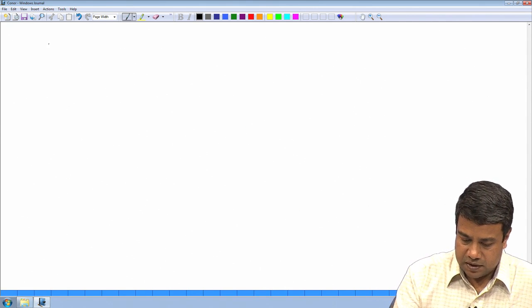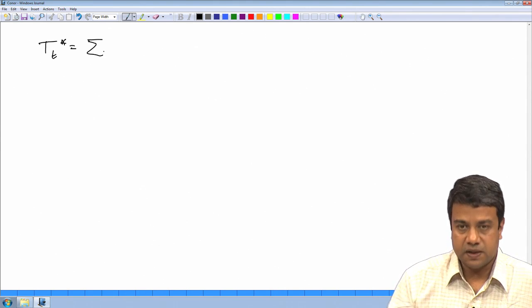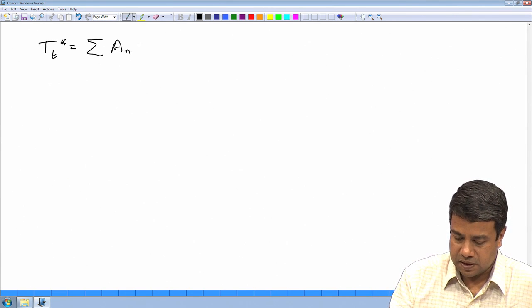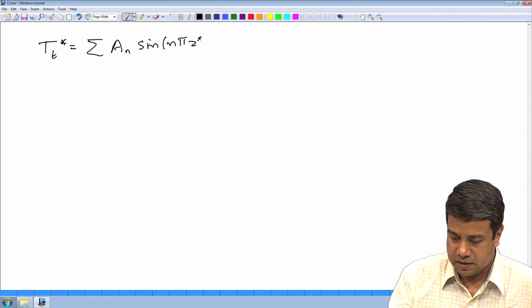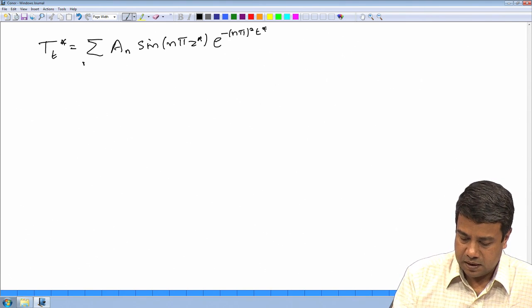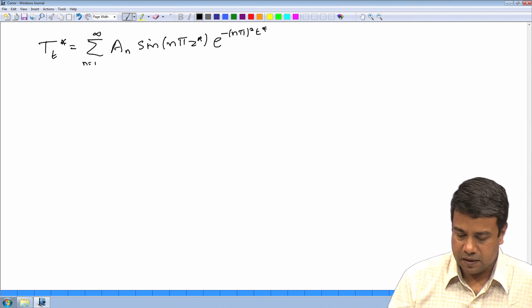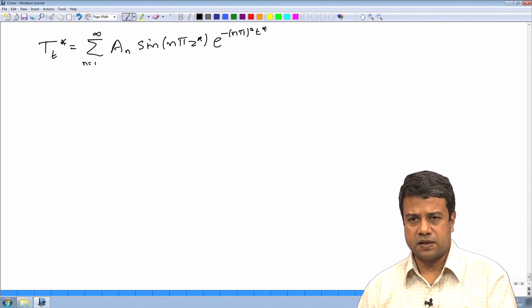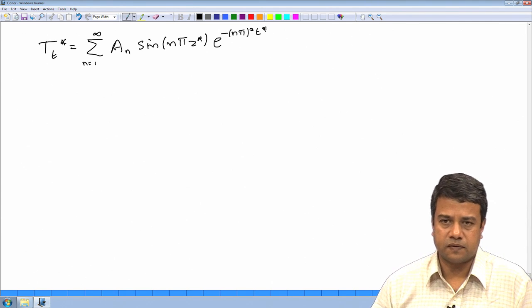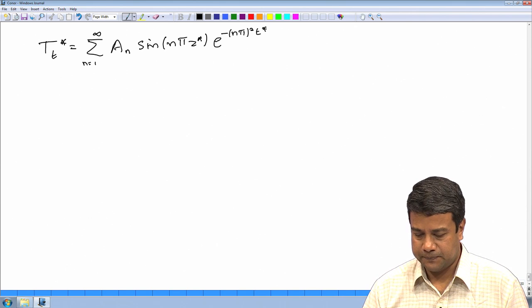So, the most general solution for this transient part is going to be a summation over all the solutions of some constant times sin n pi z star e power minus n pi the whole square t star. n can go from 1 to infinity. It could also be 0, but for n equal to 0 the function is just 0. So, the summation has to go from n equal to 1 to infinity.